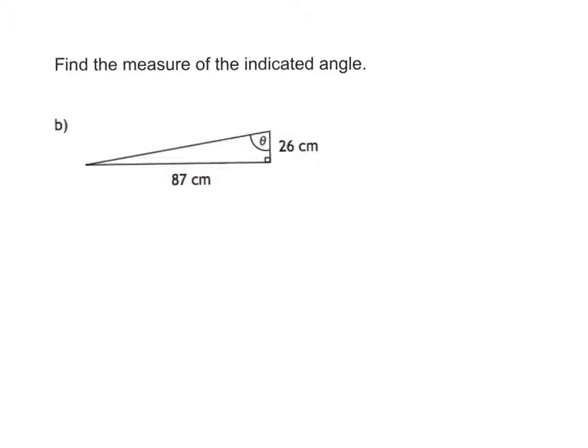If we look at this next problem, find the measure of the indicated angle. Start out the same way. Which sides do you know? Opposite, adjacent, or hypotenuse? We know the opposite is here, and the adjacent is here. Since the angle's here, this is right across from it, this is beside it: opposite, adjacent. So opposite and adjacent, which trig ratio is that? Tangent, right.